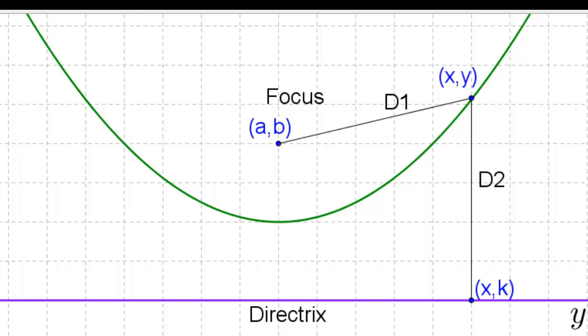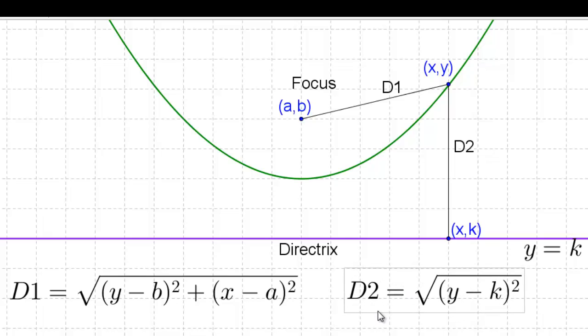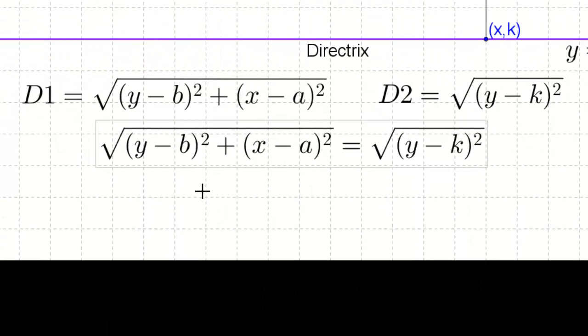And to make things easier for us, we're going to go ahead and rewrite D2 in a similar fashion to the way we wrote D1, so they look like each other. Notice this really doesn't change anything. We're just rewriting it in terms of the Pythagorean theorem. So we're going to set D1 equal to D2, and when we do that, this is what we get.